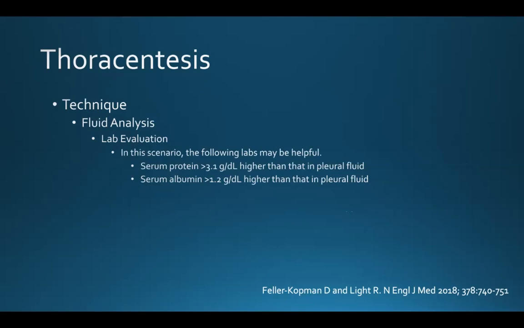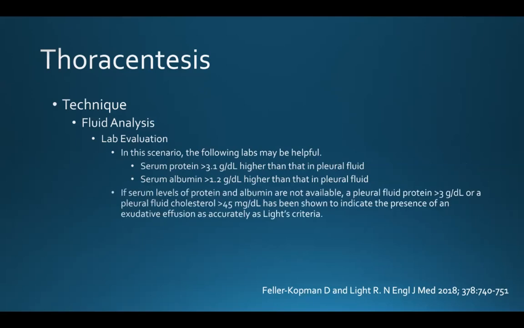In this particular scenario, it's helpful to look at the serum protein or the serum albumin level relative to that in the pleural fluid to determine if you're dealing with an exudate. If the serum levels of protein and albumin are not available, then a pleural fluid protein greater than 3 or a pleural fluid cholesterol greater than 45 has been shown to indicate the presence of an exudative effusion as accurately as Light's criteria.